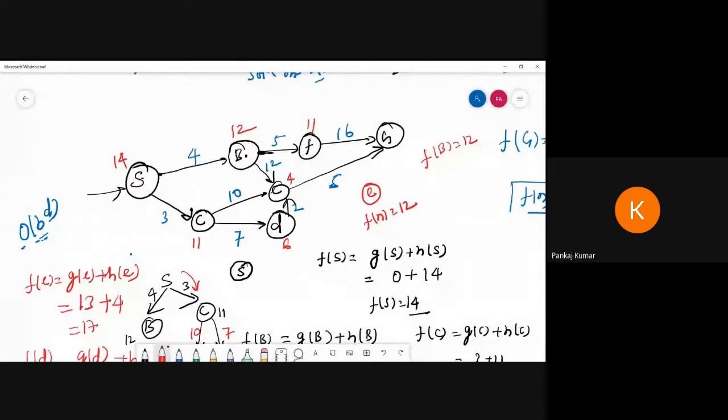From B, whatever f and g come out, explore its adjacent nodes, and also explore the adjacent nodes of E. After exploring those adjacent nodes, see which node has the minimum f of n value, then go for that. Suppose exploring E I get a minimum f of n of 10 and exploring B the minimum f of n is 14, so I can go for E. This is the situation that may arise in the middle of this graph. So that is a possibility.